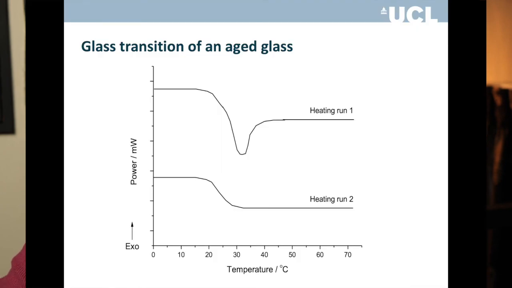One of those consequences is shown on the screen in front of you. If you run an amorphous material that's aged, so it's been on storage and it's been allowed to relax, in the DSC, you don't see a simple glass transition step like this. You see a rather complicated looking thing like this. And one of the questions is, why?